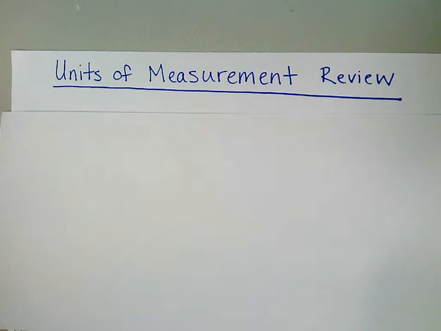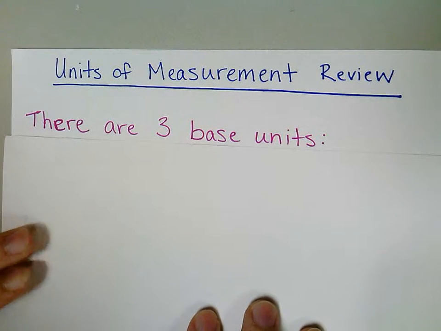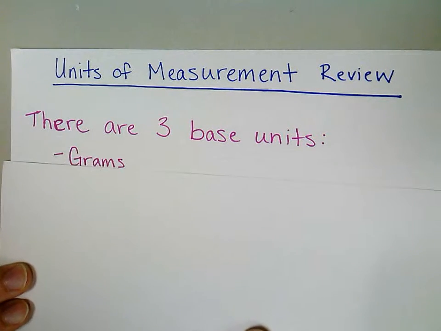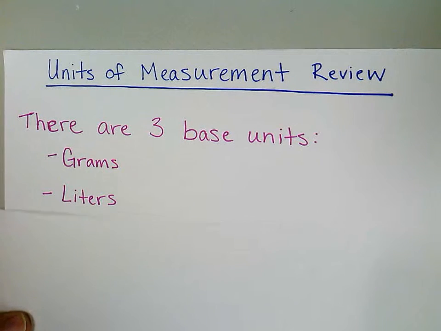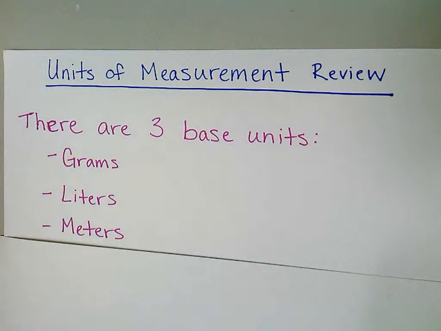Let's go ahead and do a review of the unit of measurement. So you learned that there are three basic units. You learned about grams, liters, and meters. The lesson gives you a little bit about how big these units are. Grams are really tiny, kind of like a bag of chips is measured in grams. Liters, like a liter bottle of soda, and then meters are about 3 feet to kind of give you an idea of how big these are.